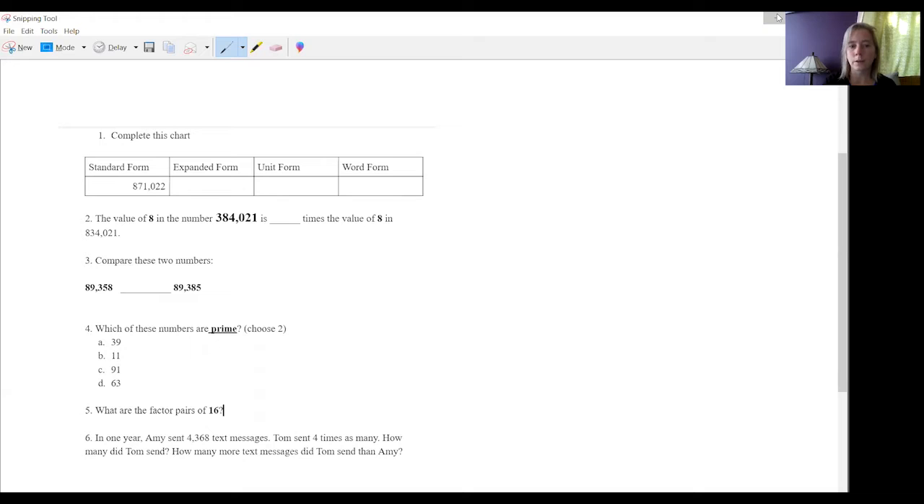And then it says, what are the factor pairs of 16? And then in 1 year, Amy sent 4,368 text messages. That's my sister's name. And Tom sent 4 times as many. How many did Tom send? There's a tricky one here. How many more text messages did Tom send than Amy? Once you get all those problems solved, then check back on here.